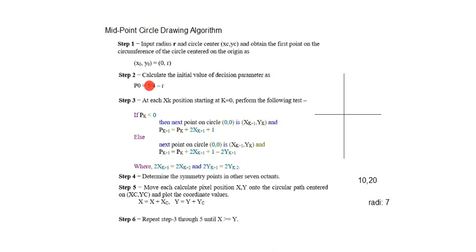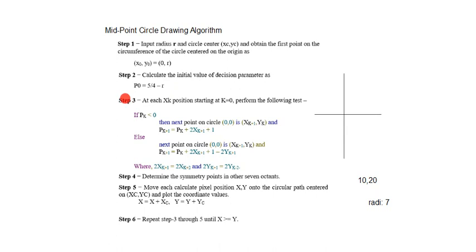So largely we call it as 1, since 5/4 is actually 1. So we can also write it like P naught is equal to 1 minus r. Some of the writers write it as 1 minus r only. So that is the initial decision parameter.